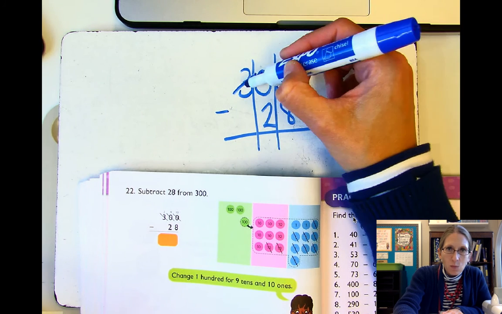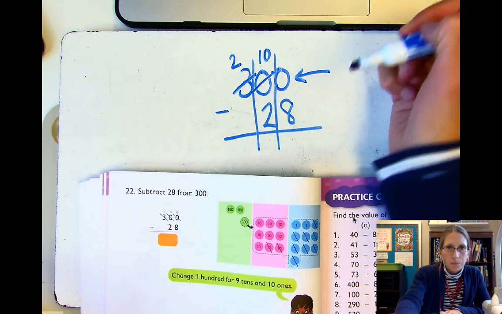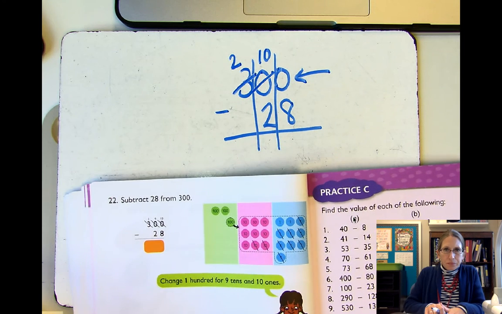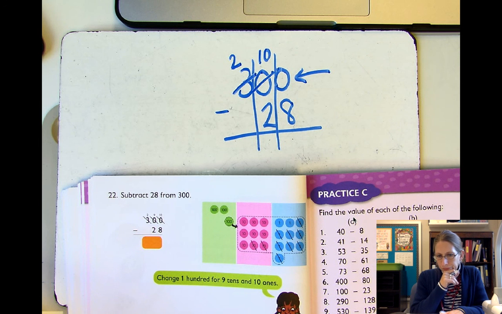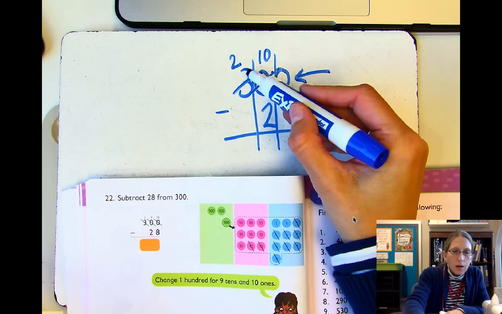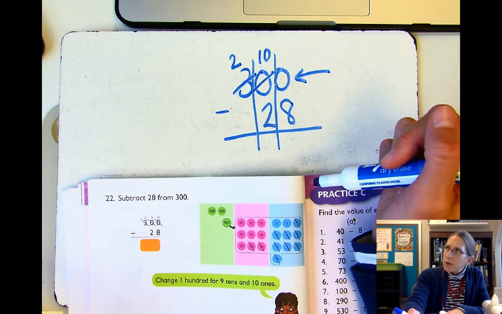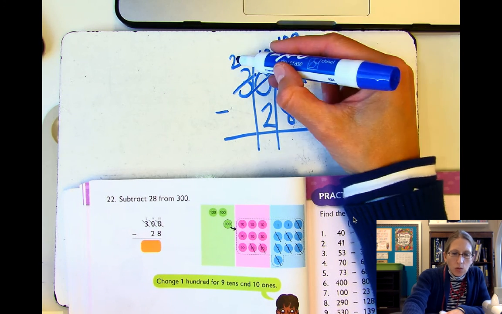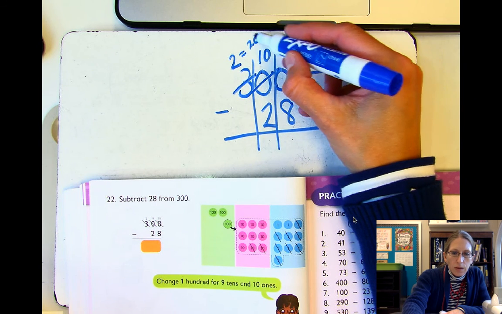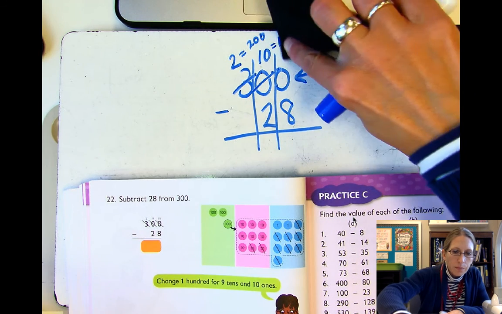And we have to rename one of these hundreds as 10 tens. Okay. But, well, let's pause here. Do we still have 300, I should say? Because now we have 200 and 10 tens. And I know 10 tens is the same as 100. So 200 plus 100, yeah, we still have 300.